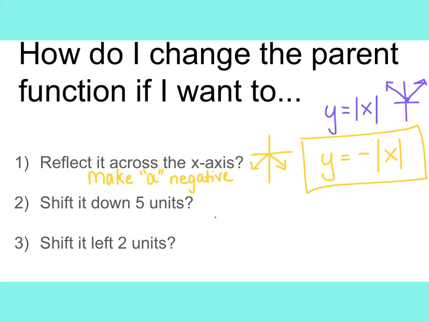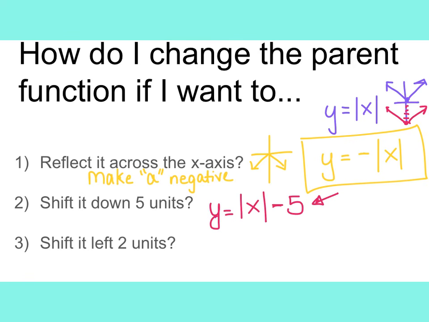The second one's asking me, what if I want to shift it down 5 units? So again, if I start with this parent function up here in purple, and I just want to move it down 5, well, what's changing? The y value of the vertex. So how do I change that y value? Well, I just drop the vertex 5 units. So the k value here is what changes.